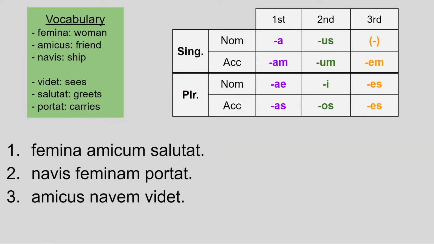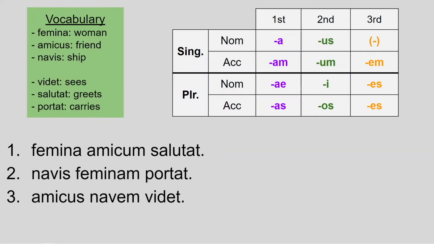We're keeping it simple, just 3 nouns and 3 verbs. The eagle-eyed will spot that I have picked 1 first declension noun, 1 second declension noun, and 1 third declension noun, so that we can practice using all of those endings. First of all, spend a minute or two going through these 3 sentences and see if you can put any of it together. Pause the video here until you're ready to go through the meanings.